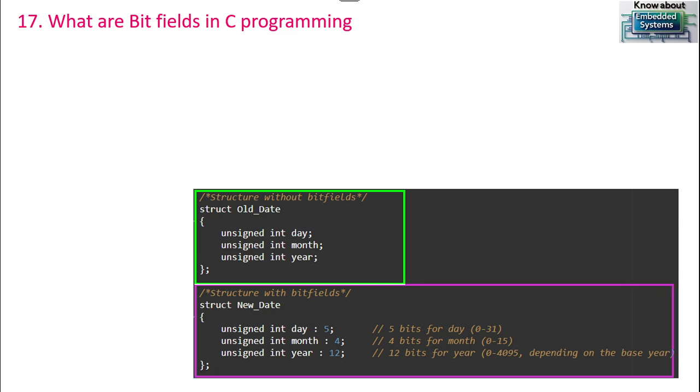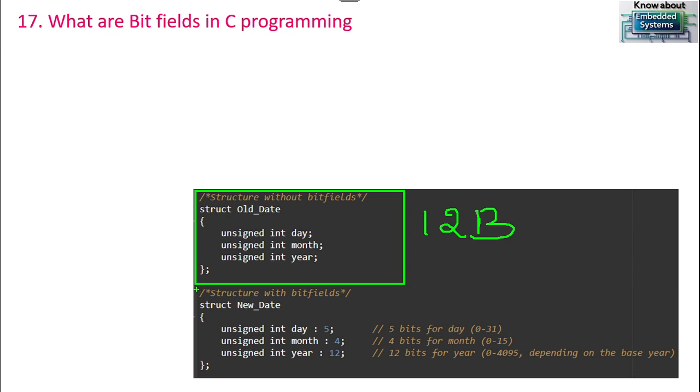Now let us consider I have one structure by the name struct old date. I have created one structure called old date, and I'm using three integer variables here: day, month, and year. So what would be the size of this structure? You can say that 4 into 3, it is 12 bytes. Very straightforward. It is using three integer variables, so 4 into 3, 12 bytes it will take.